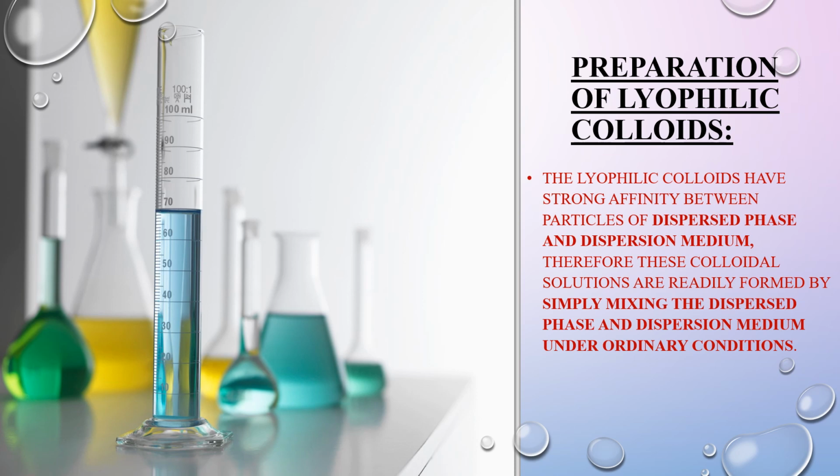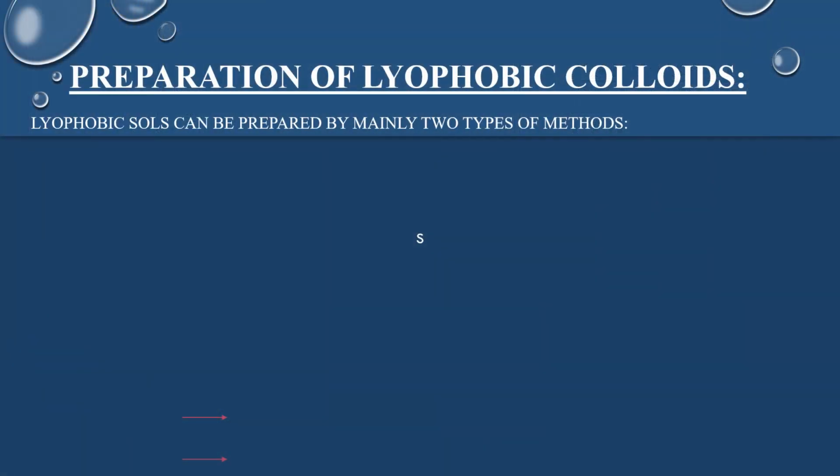As we all know, lyo means liquid and philic means affection. So lyophilic colloids have a great affection between the dispersed phase and dispersion medium, and due to this the lyophilic colloids can be easily prepared under simple ordinary conditions. Lyophilic colloids can be easily prepared by simple mixing of dispersed phase and dispersion medium, because there is much affinity between these two phases.